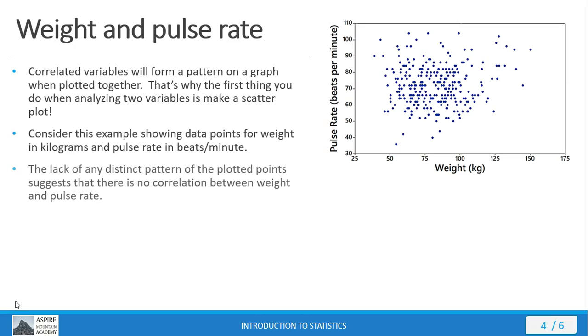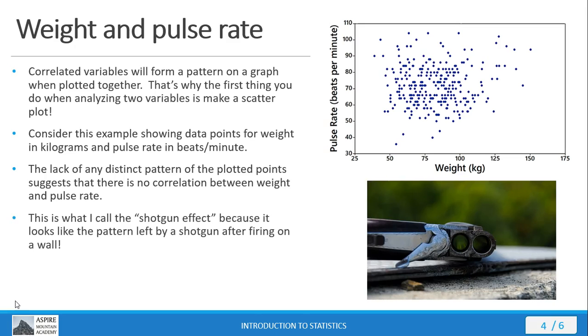Well, there is no discernible pattern here, just a blob of sorts in the middle of your scatter plot. This is what I call the shotgun effect because of its appearance. Okay, so the lack of any distinct pattern suggests we don't have a correlation between weight and pulse rate, meaning there's no real relationship between these variables. When you think about it, that makes sense. There are people of all different types of weight that have all different types of pulse rates, so we wouldn't expect a relationship between those two variables.